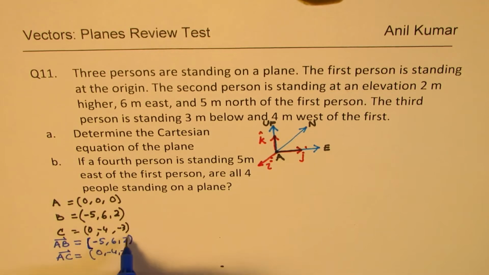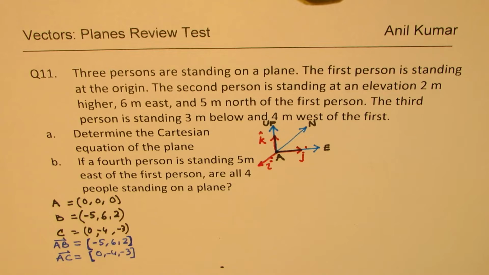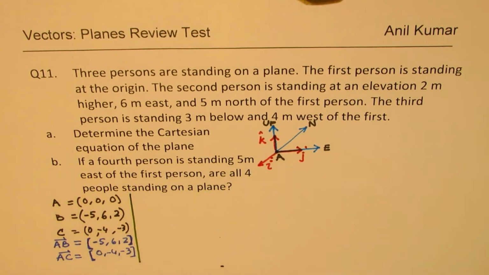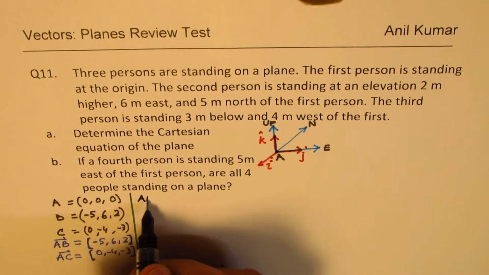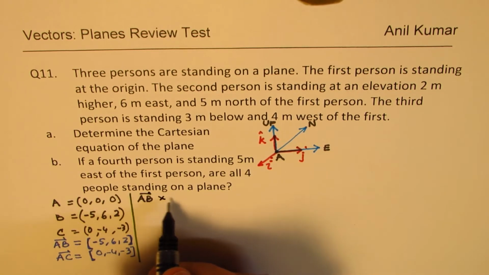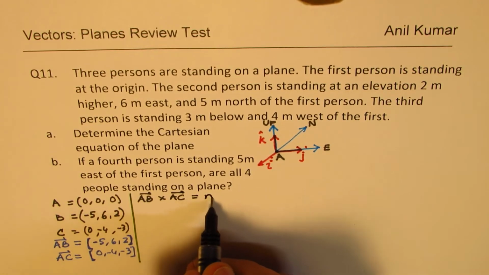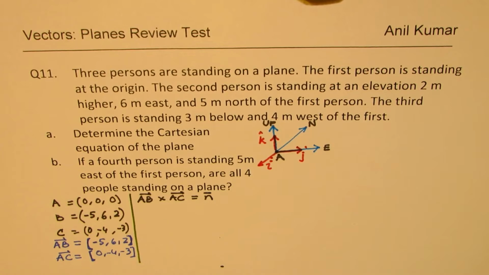It's a good practice to write them in a row matrix form, so that these are now our vectors. To get the equation, we need to find the cross product, correct? So the next step for us will be to find the cross product between AB and AC. This cross product will give you the normal.